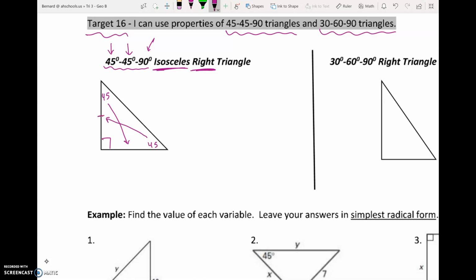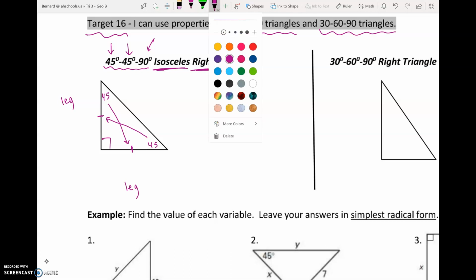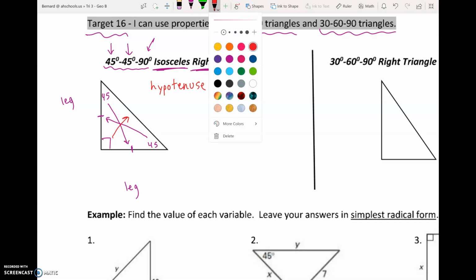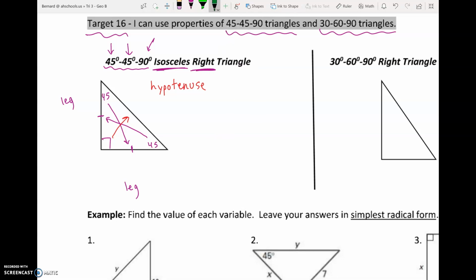So I can put my congruent tick mark through these two because I know those sides are going to be the same length. We call the congruent sides legs. So that's a leg, and this is a leg. Now, as we talked about a bunch of times before, across from our 90 is always our longest side, and it is called the hypotenuse. And so those are our three sides in a 45, 45, 90 triangle.